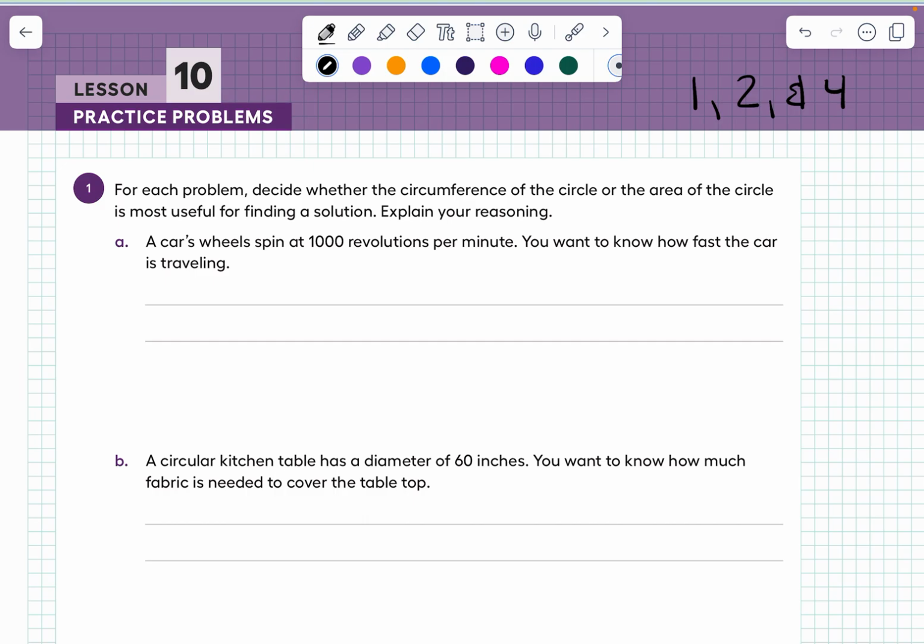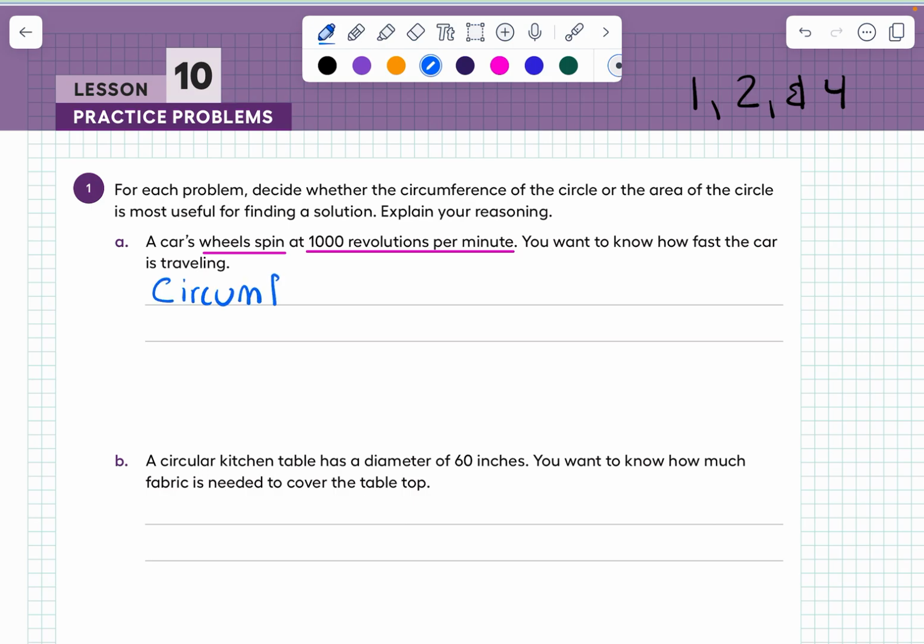So on number 1, it says for each problem decide whether the circumference of the circle or the area of the circle is most useful for finding a solution. Explain your reasoning. A, a car wheel spins at 1,000 revolutions per minute. You want to know how fast the car is traveling. Okay, is this referring to circumference or area? What would be most useful to understand?